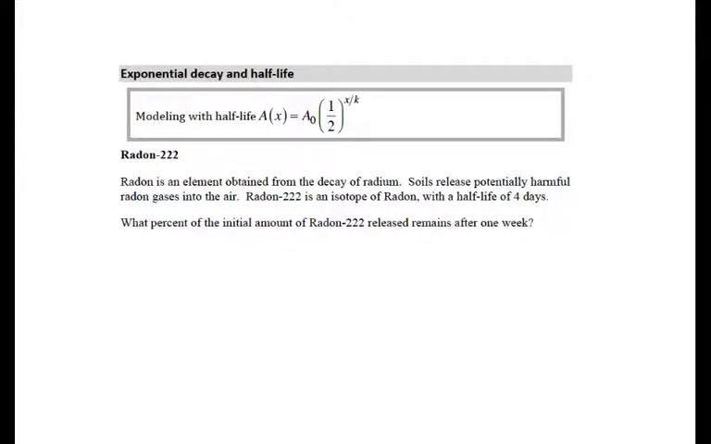Exponential decay is often described by a half-life. When we're working with something that is defined by a half-life, this formula can be helpful for our exponential model. In this formula, a sub 0 or a naught is the initial amount. We also have an x and a k up here in the exponent.